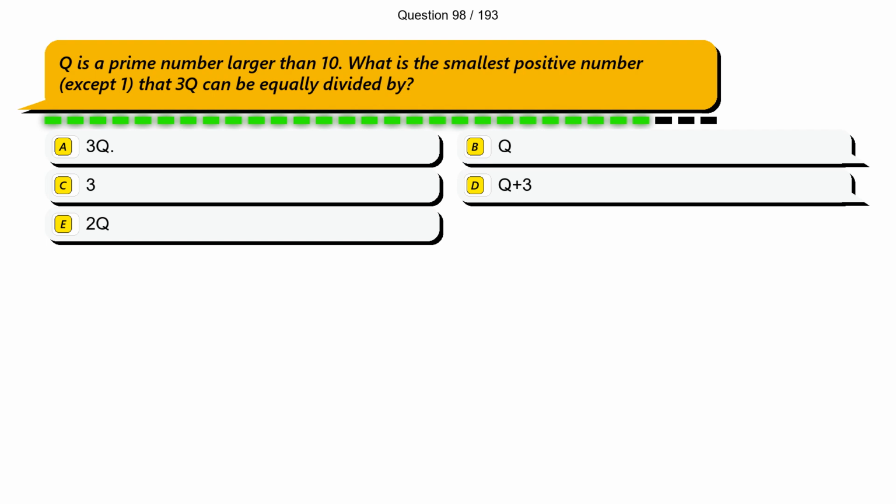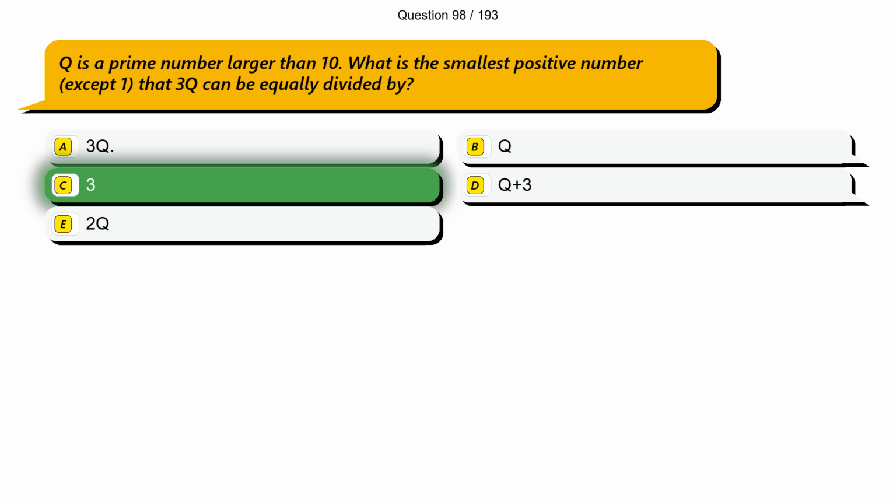Question 98. Q is a prime number larger than 10. What is the smallest positive number, except 1, that 3q can be equally divided by? Option A, 3q. Option B, q. Option C, 3. Option D, q plus 3. Option E, 2q.